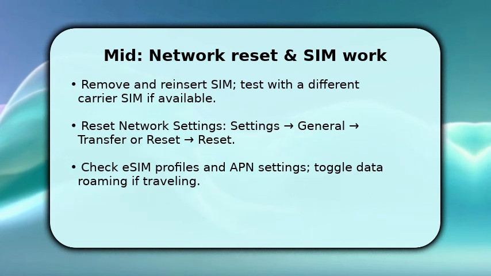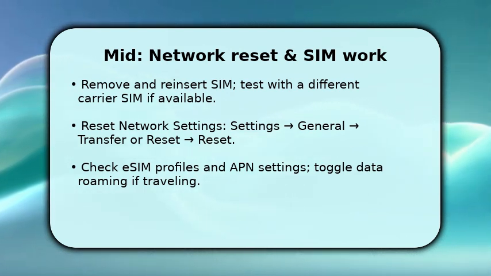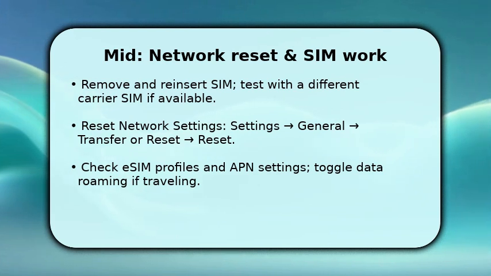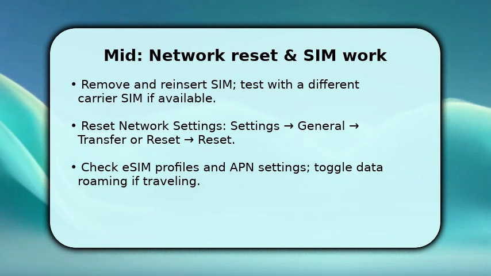Next, reset network settings to clear corrupted configs. This removes Wi-Fi and VPN but fixes many cellular faults. After resetting, check APN and eSIM profiles in cellular settings and toggle data roaming if you are abroad.